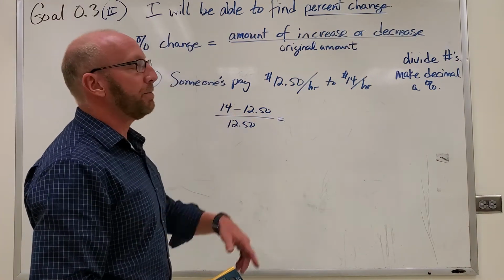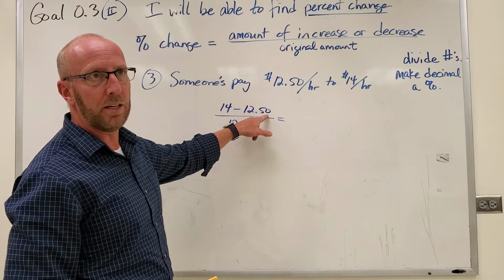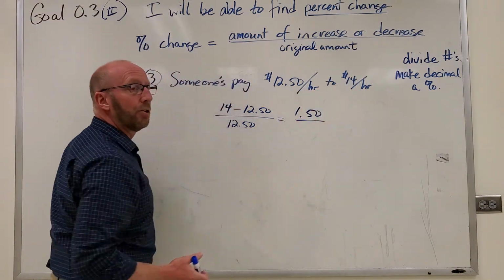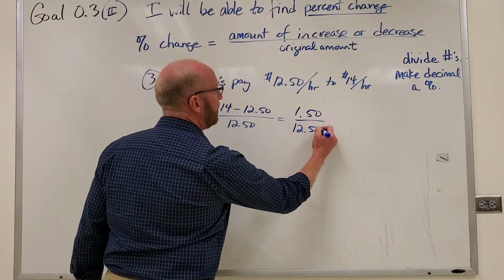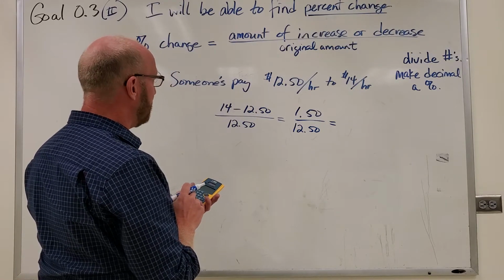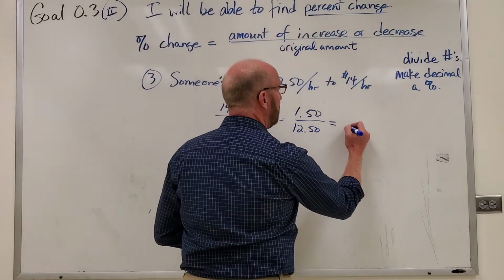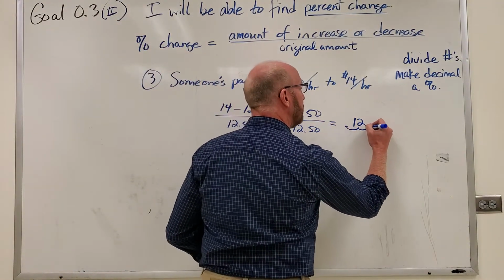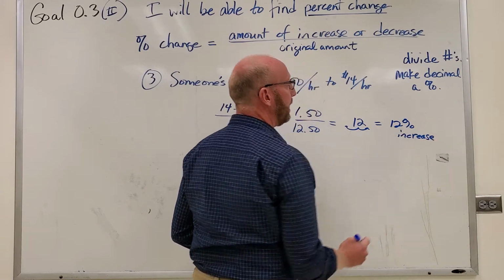All right, so what is 14 minus 12.50? Well, in your head, 12.50 plus 50 cents makes 13, plus $1 makes 14, so it's $1.50 difference. You earn $1.50 more per hour. And divide that by 12.50, and it should give us the percent increase. $1.50 divided by 12.50 is equal to 0.12. And how do I change that decimal to be a percent? Move it over to 12% increase in pay.